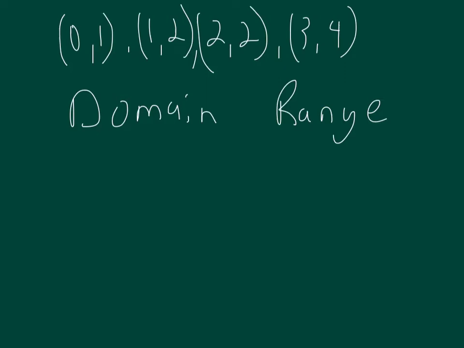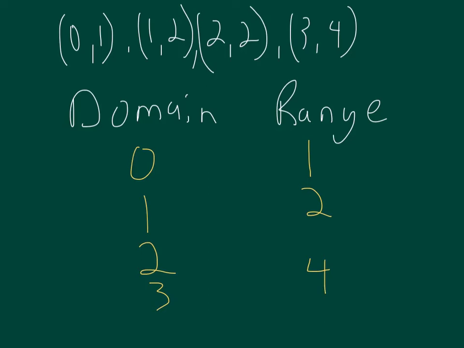I'll show you another. So I've got a bunch of ordered pairs right there, and those are relations. Now I'm going to see if these 4 are a function. So I'm going to write them out. So the first one, the domain is 0, and the range is 1. For the second one, the domain is 1, and the range is 2. For the third, the domain is 2, and the range is 2 also. And then for the fourth and final one, the domain is 3 and the range is 4.